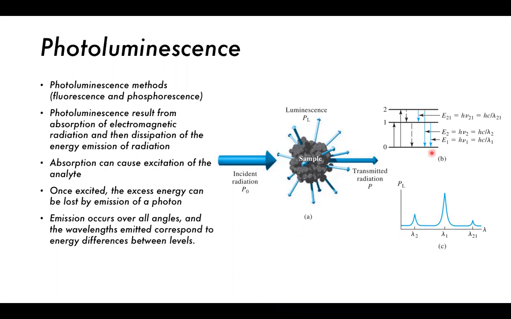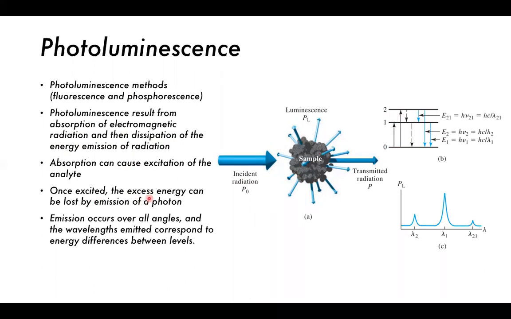Typically, the energy here is going to be less than that which was incident and absorbed, and that's because of things like heat transfer within the molecule, certain collisions and things like that. So photoluminescence results from the absorption of electromagnetic radiation and then dissipation of the energy by emission of radiation. Absorption can cause excitation of the analyte, so we go from the ground state to the excited state.